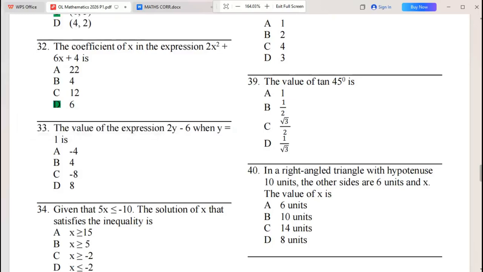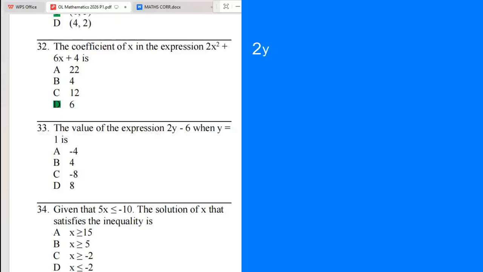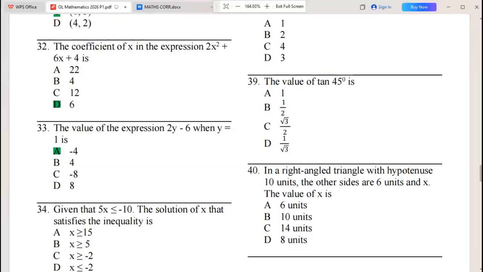Question 33. The value of the expression 2y minus 6 when y is equal to 1 is. When y is equal to 1, we substitute 1 wherever we find y. So that is 2 times 1 minus 6. 2 times 1 is 2. 2 minus 6 is minus 4, which is A for question 33.